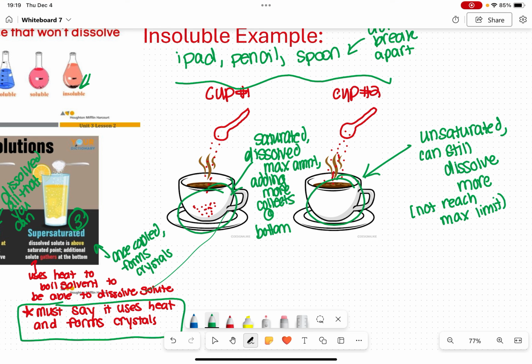So these are the key vocab terms and descriptions and parts of a solution, and how we classify solutions and the parts of them. And so again, if we think back to our question of can oil and water mix, we can't directly answer that with what we learned in this video, but it can help us describe the different parts of that mixture. Solute, solvent, insoluble, soluble.